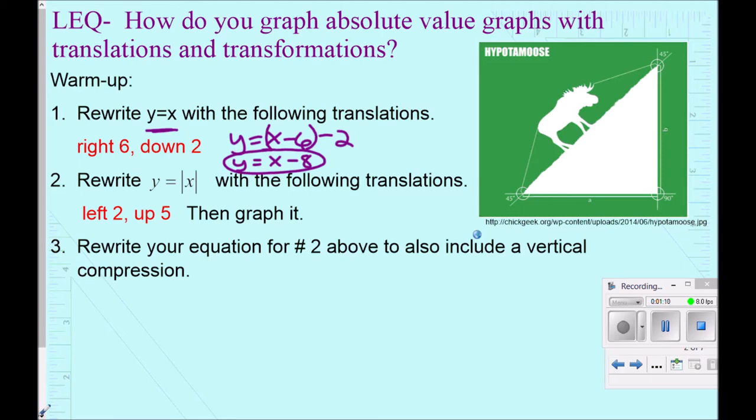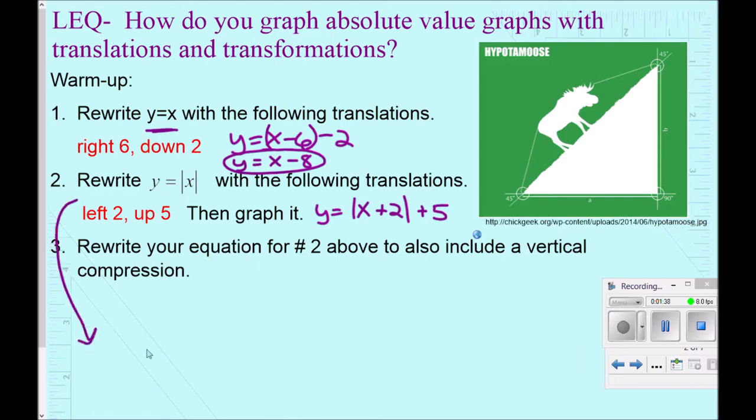The number 2, this one's an absolute value graph, so we're going to still translate, but remember this time we'll have absolute value around the x. So I'm going to go ahead and write that, and I'm putting the x there. Remember that left 2 would be plus 2, and up 5 would be plus 5. That's the equation for the absolute value graph.